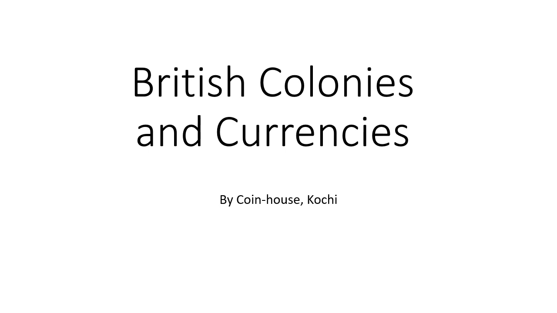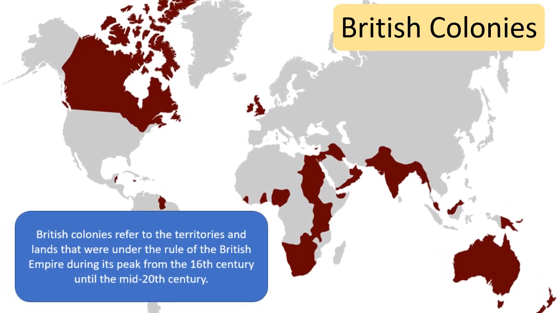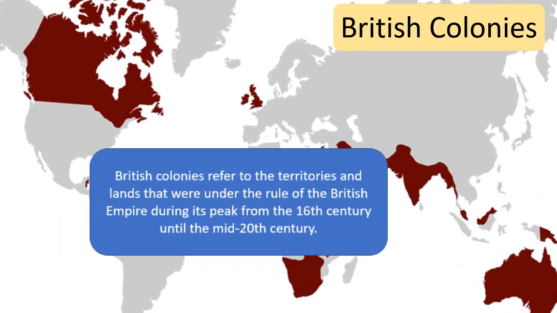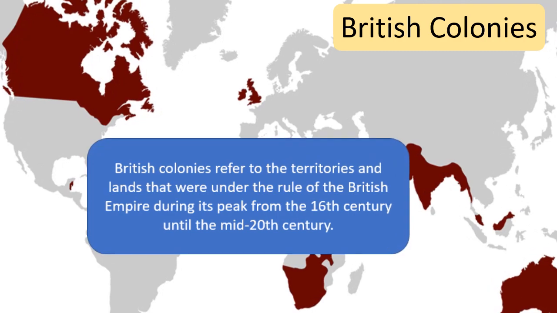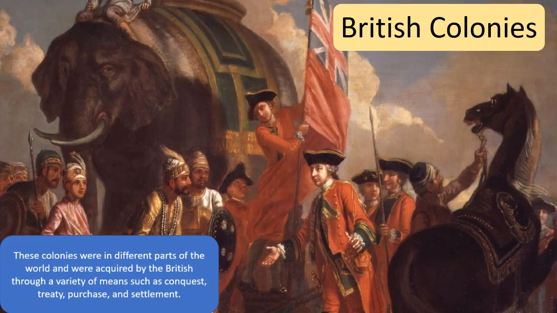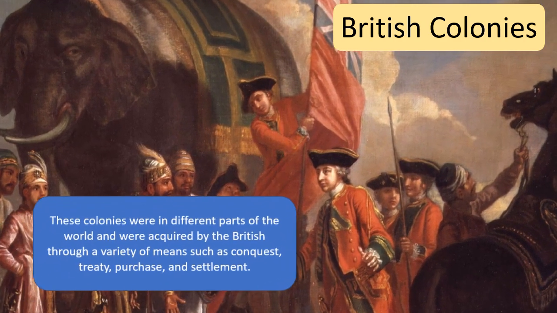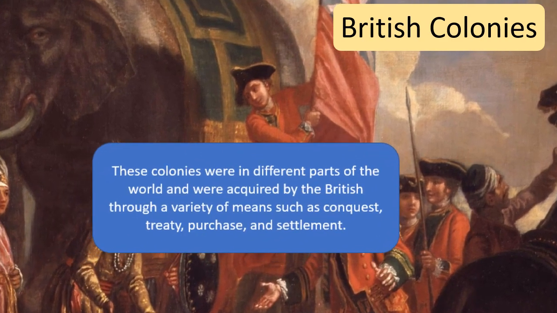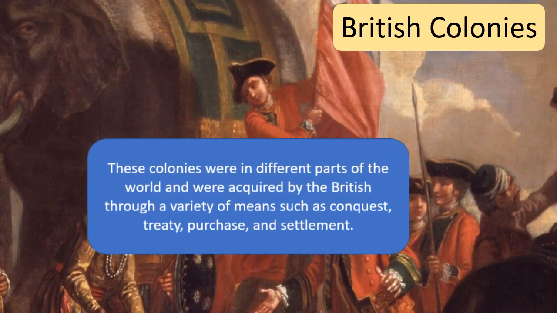British colonies refer to the territories and lands that were under the rule of the British Empire during its peak from the 16th century until the mid-20th century. These colonies were in different parts of the world and were acquired by the British through a variety of means, such as conquest, treaty, purchase, and settlement.